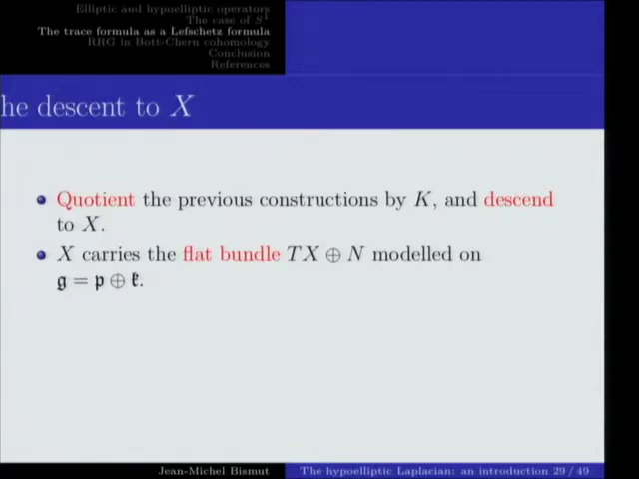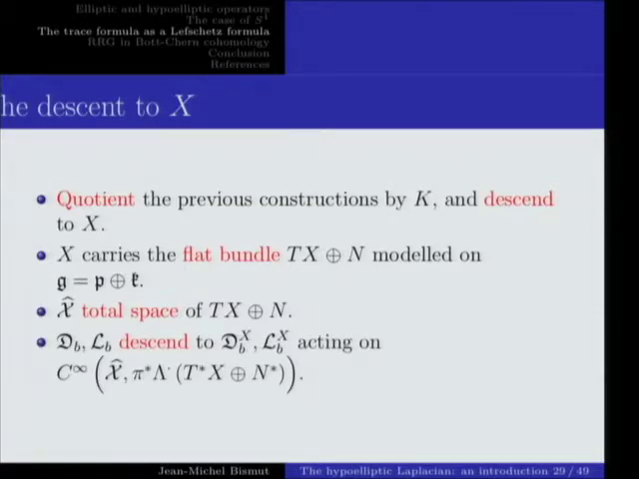And so actually, our new hypoelliptic Laplacian will act on the total space not of TX, I'm sorry, but of TX plus N. The group K acts by the adjoint representation, both on the p part and the k part. When you make it act on the p part, you get the tangent bundle. When you make it act on the k part, you get its orthonormal complement.